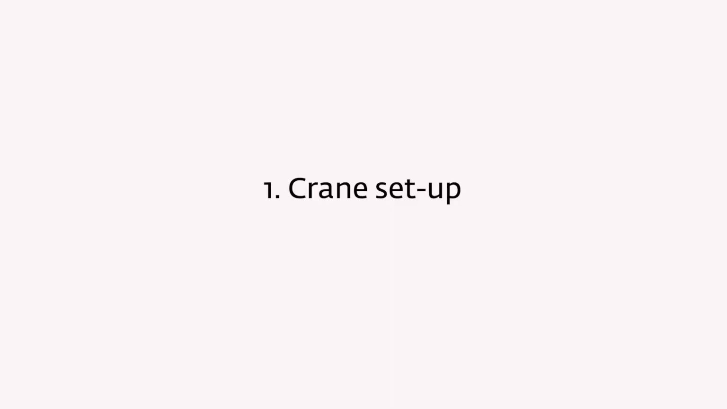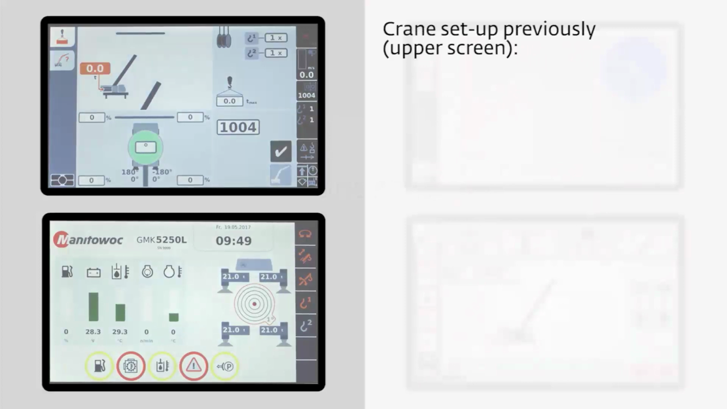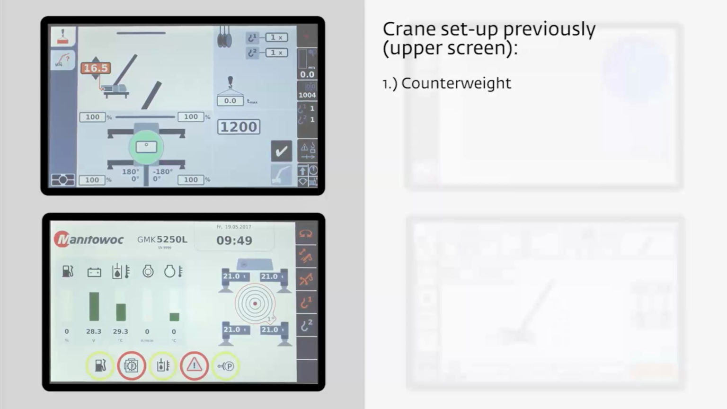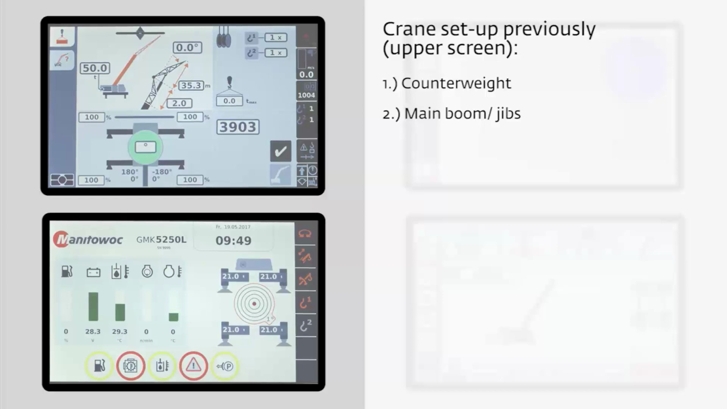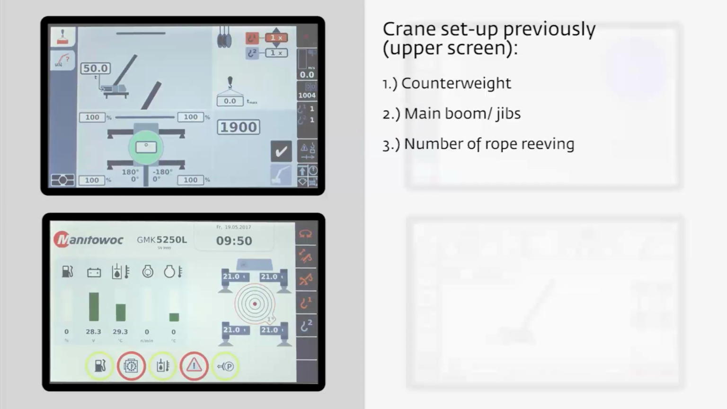We'll start with the displays using version 1 software. Crane setup is entirely performed via the upper RCL display. We have counterweight selection, selections for main boom, boom extensions, and any boom extension options. Hoist selection and reeving for the main and auxiliary hoist.